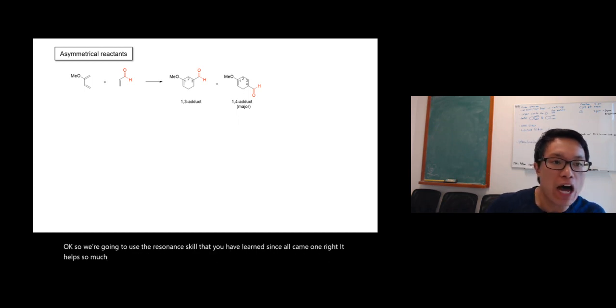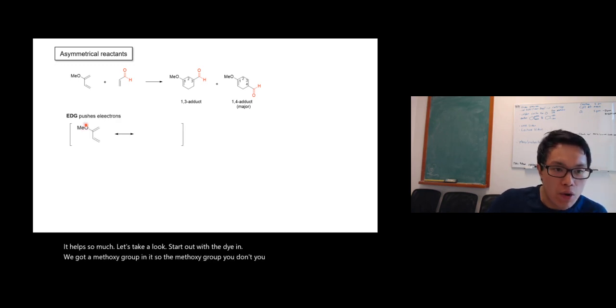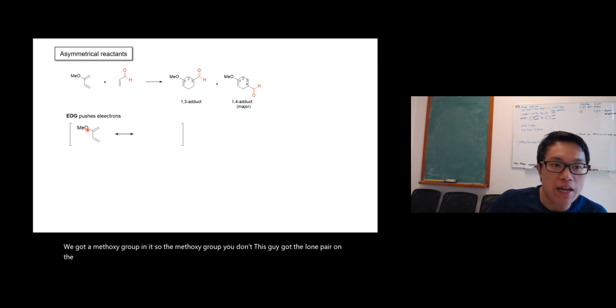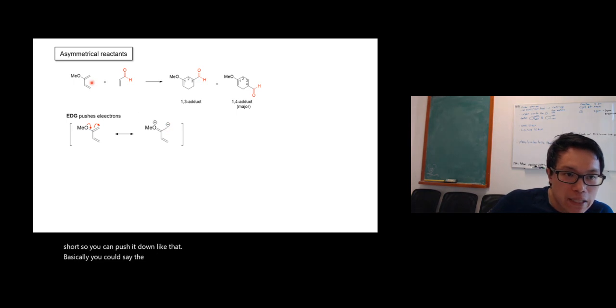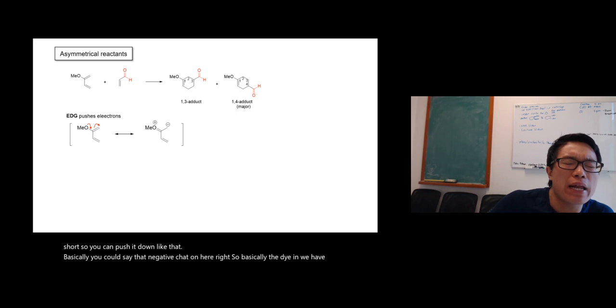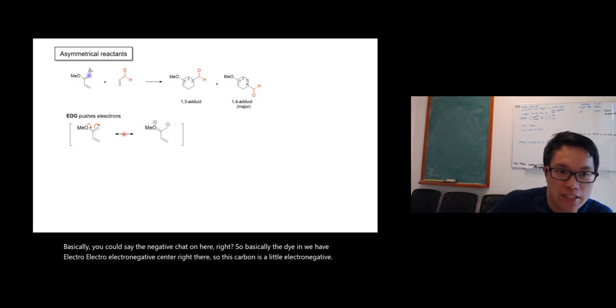Let's take a look. Start out with the diene. We got a methoxy group in it. The methoxy group has a lone pair on the oxygen, right? This guy can push electrons. It's an electron donating group, or EDG, in short, so you can push electrons like that. Basically, you can see the negative charge here, right? So basically, the diene will have an electronegative center right there. So this carbon is a little electronegative because of the resonance effect.